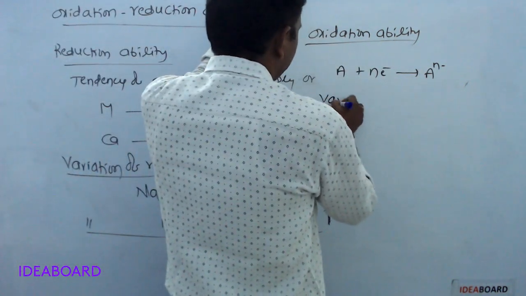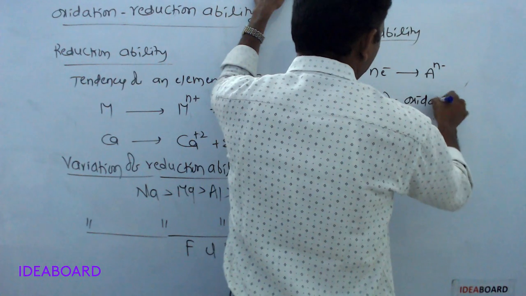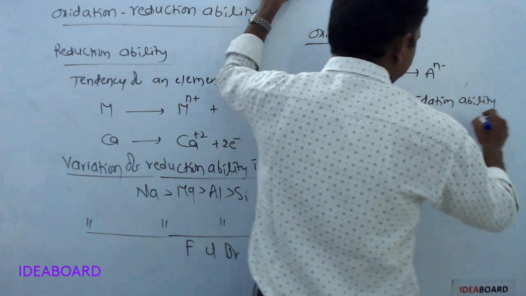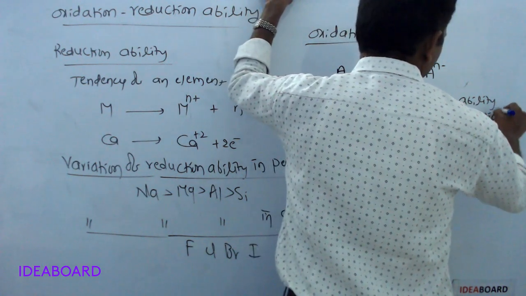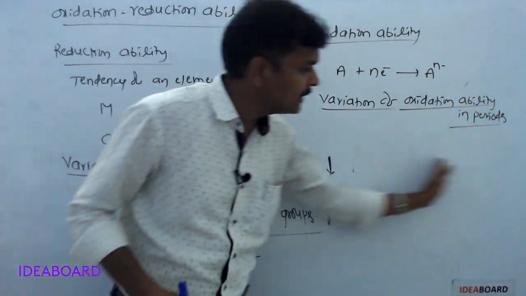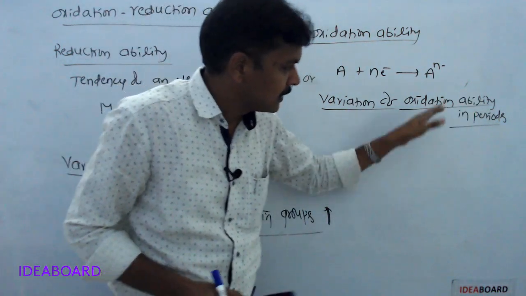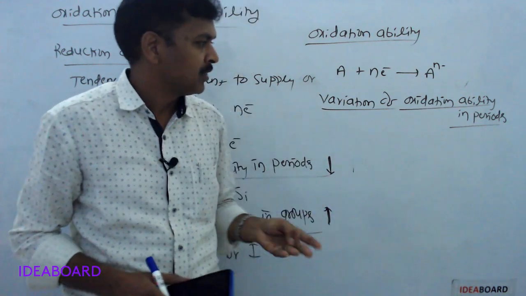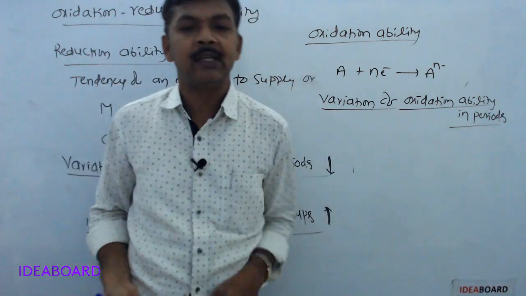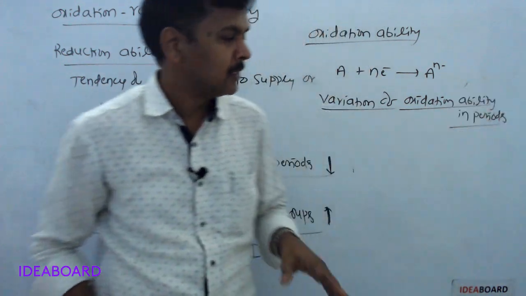Next, variation of oxidation ability in periods. In periods, left to right, atomic size decreases. As atomic size decreases, IP increases. Then the tendency to supply the electrons decreases, but the tendency to gain the electrons increases. Left to right, the tendency to gain the electrons increases.